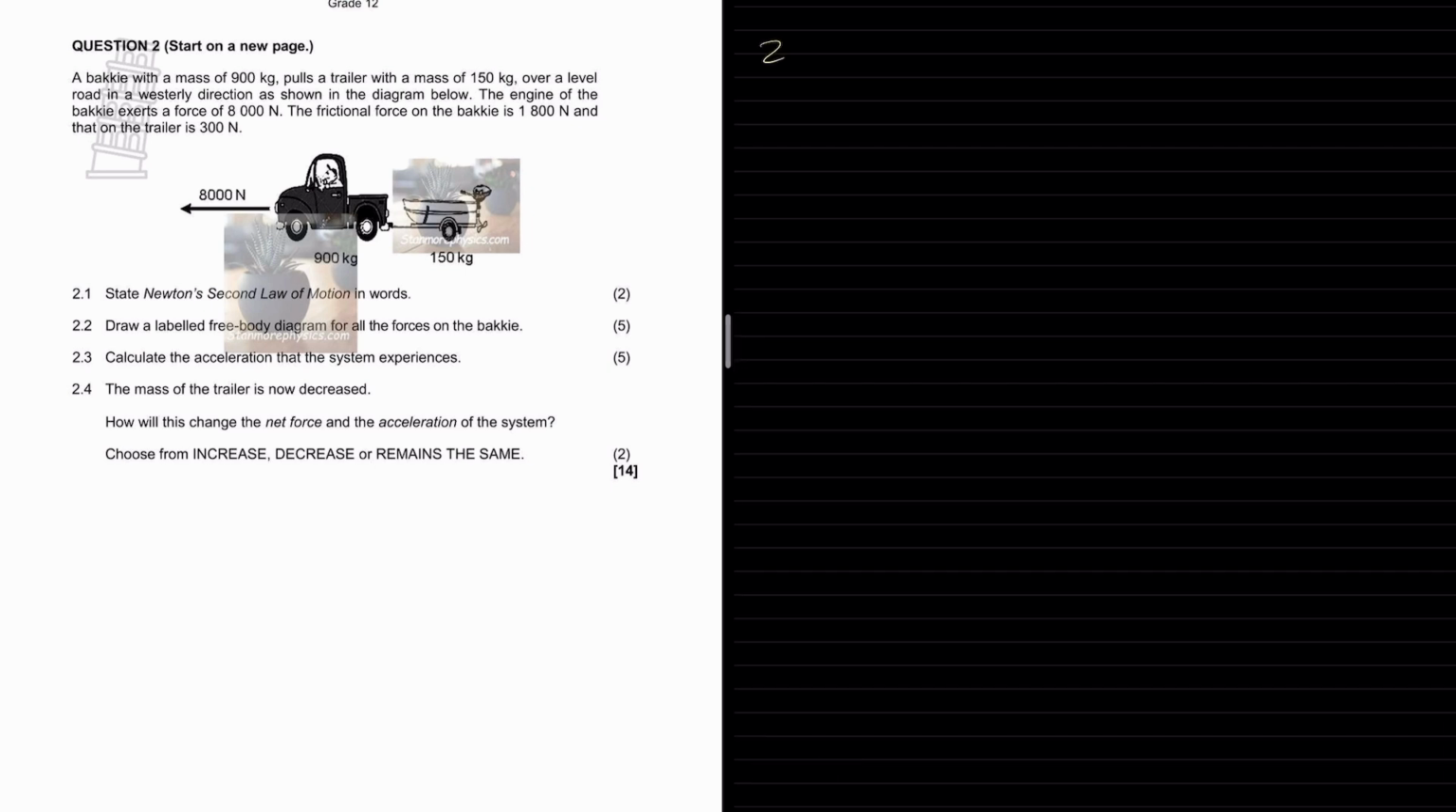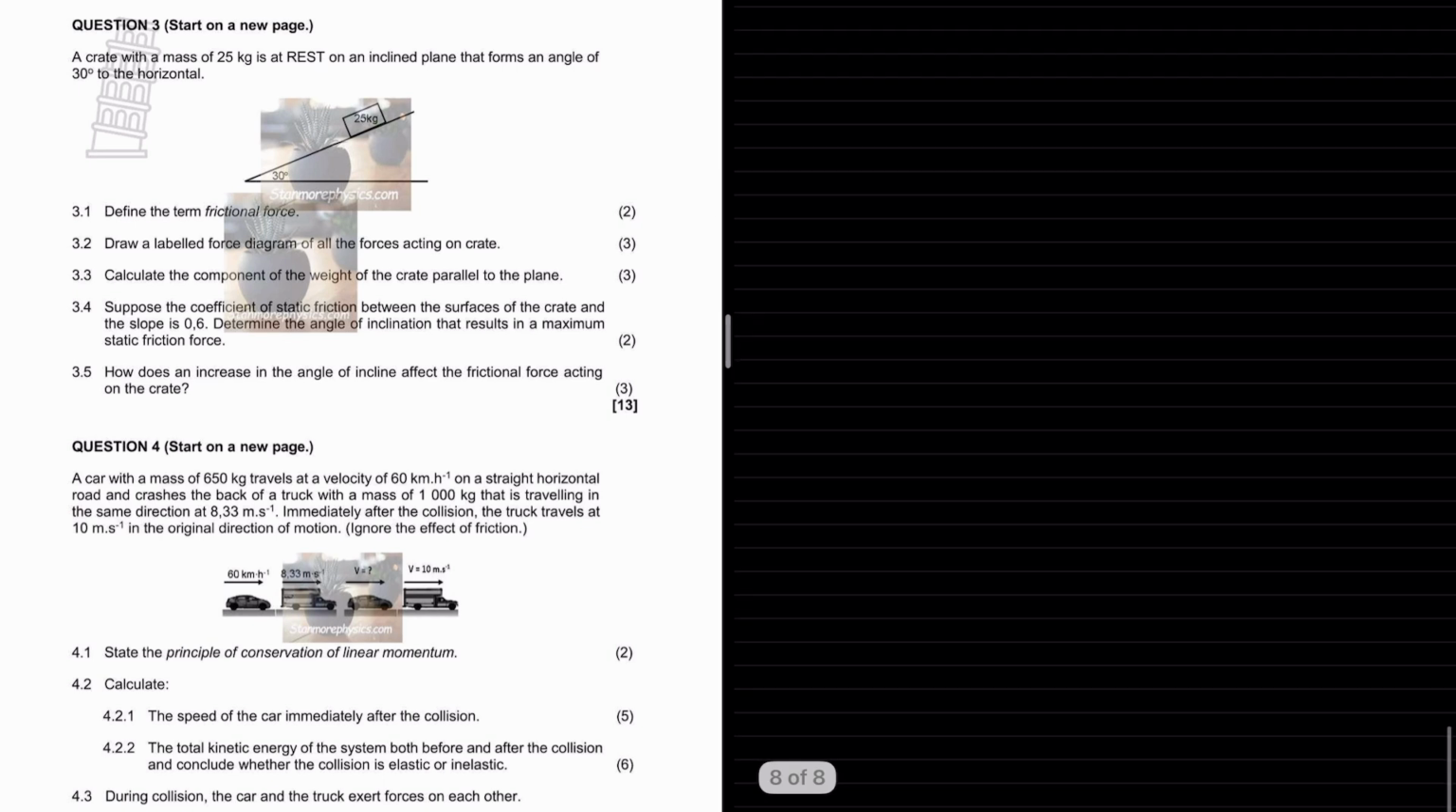Question 2.4. The mass of the trailer is now decreased. How will this change the net force? So, according to Newton's second law, the acceleration is inversely proportional to the mass. So, if the mass decreases, the acceleration is going to increase.